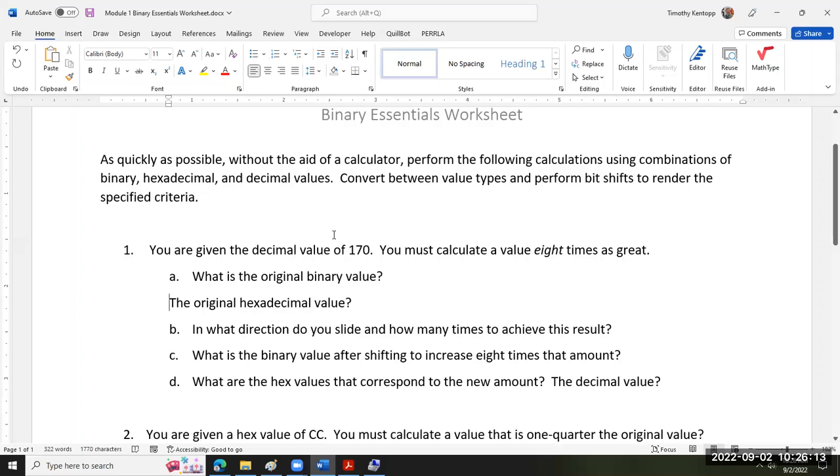I want you to work with this, right? And the original binary value, I can have up to 255 decimal. See, the decimal value of 8 bits maxes out at 255. So if I have a number that's 255 or less, I can represent that decimal number in binary form with 8 bits. 255 is all ones.